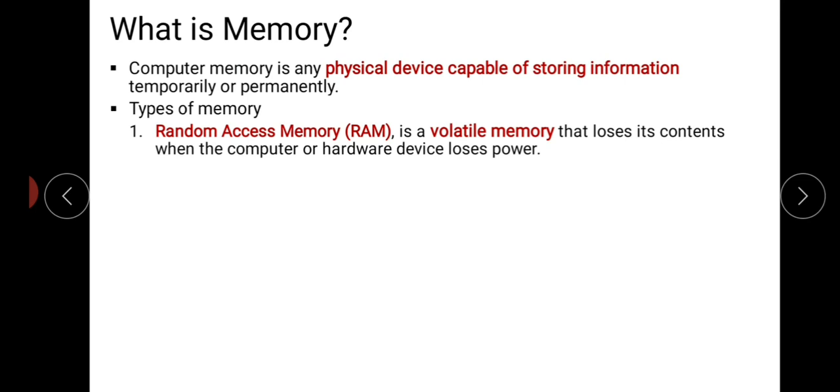There are several types. First is RAM, which is widely known as random access memory, and it is a volatile memory. It means it is a temporary memory. Once you store the data, if the power of your system is gone, then your data will vanish. So you can store your information in RAM for some temporary amount of time.